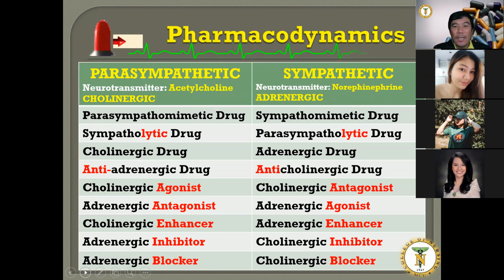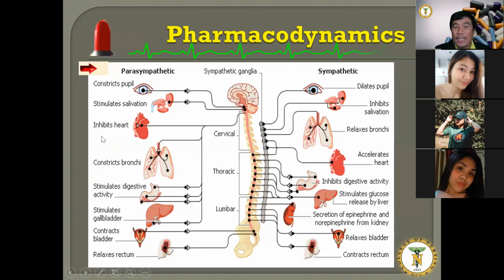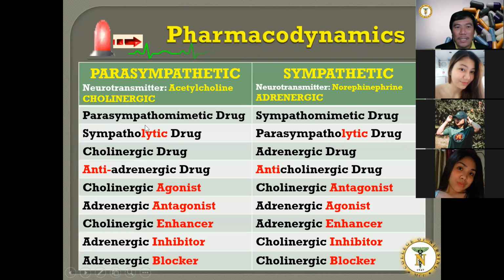Is it letter A, sympathomimetic drug? Is it letter B, parasympatholytic drug? Is it letter C, adrenergic drug? Or letter D, is it parasympathomimetic drug? D po. So who answered? Prestosa po. Okay, Miss Prestosa, your answer is? Your answer is letter D, parasympathomimetic drug, because the action of the drug or beta blocker is inhibits heart rate.